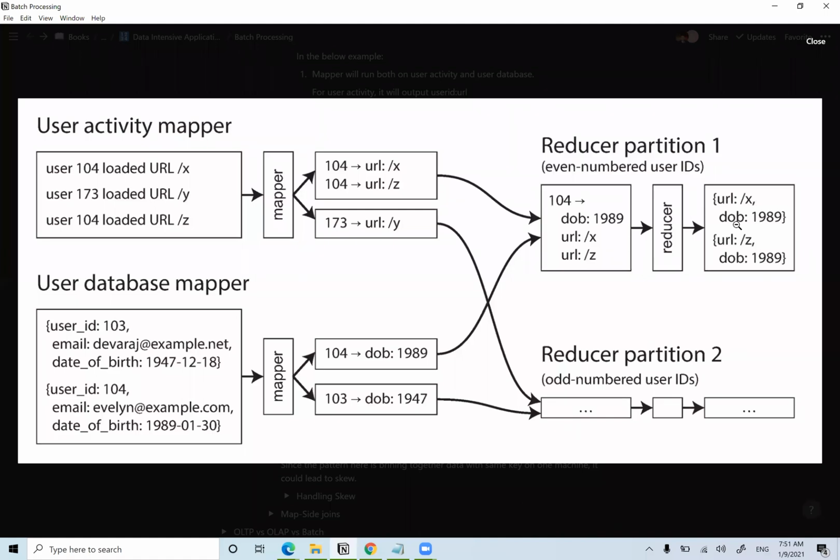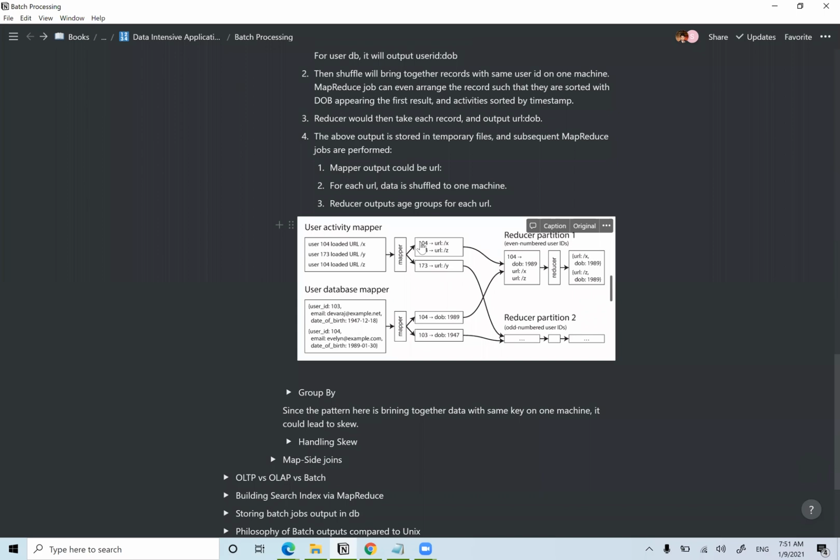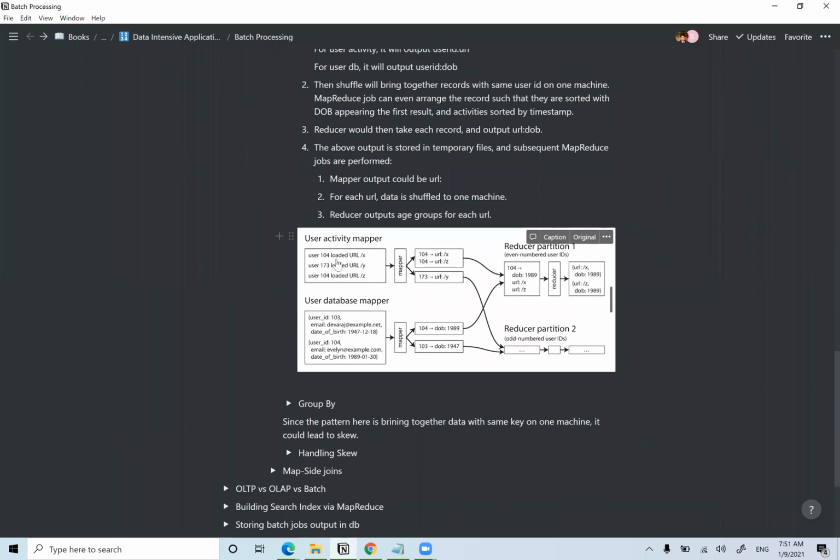So that will be the final output of what we want. This is another example of MapReduce workflows, where one MapReduce job's output is used as the input of another MapReduce job to get your final data. Right, so this was how you perform the join.